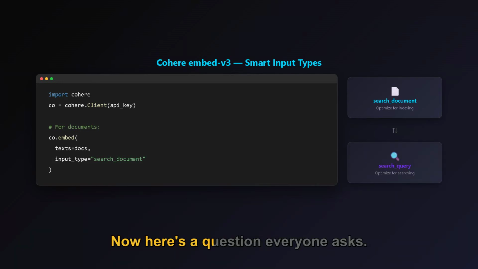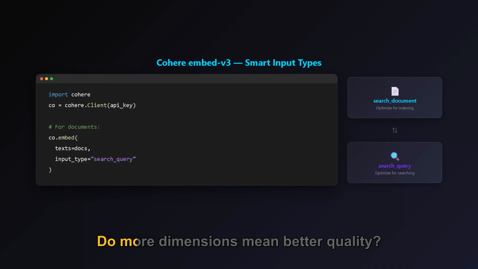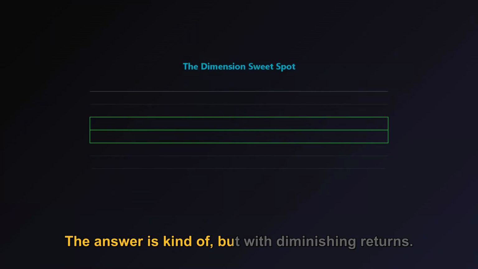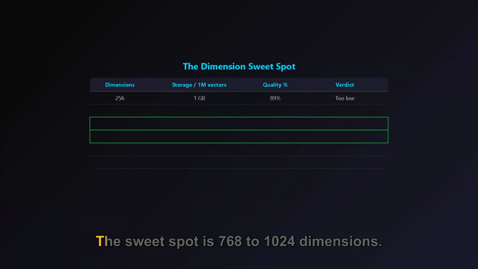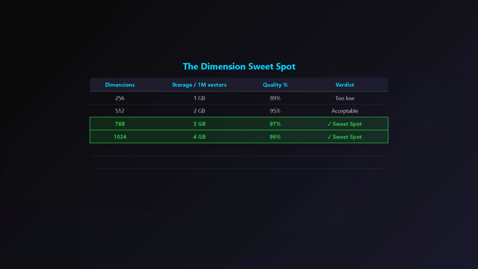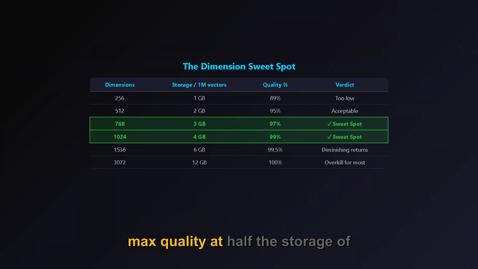Now here's a question everyone asks. Do more dimensions mean better quality? The answer is kind of, but with diminishing returns. The sweet spot is 768 to 1024 dimensions. You get 97 to 99% of max quality at half the storage of 1536 dim models.